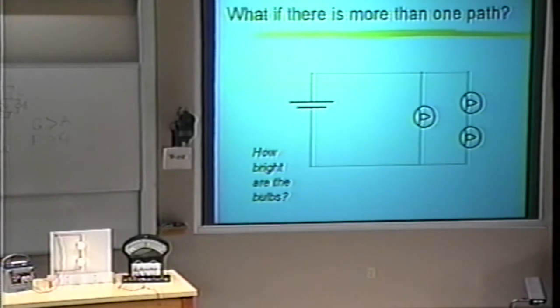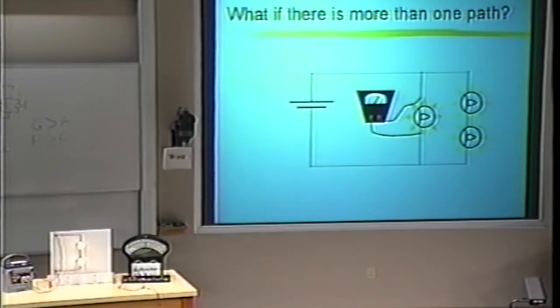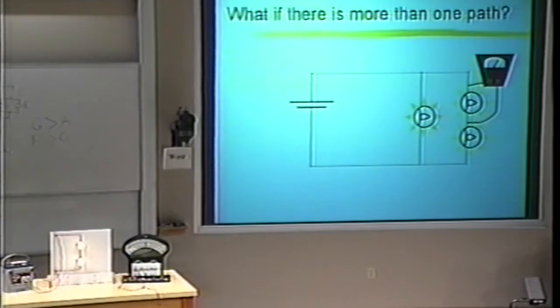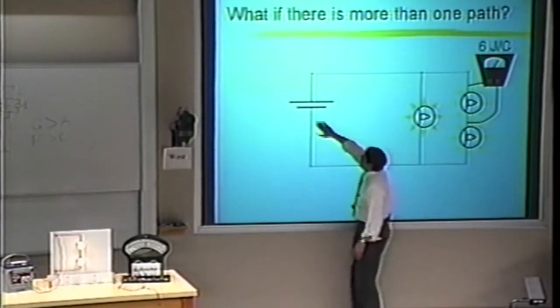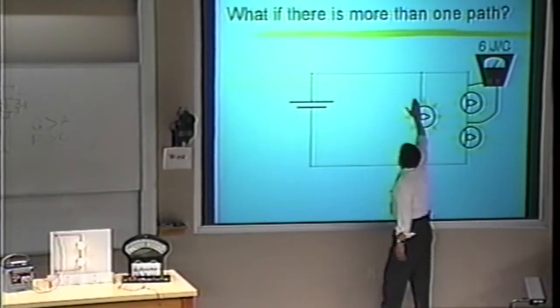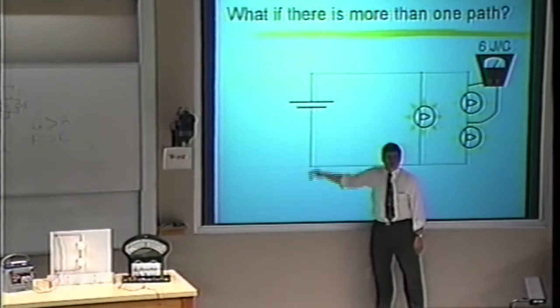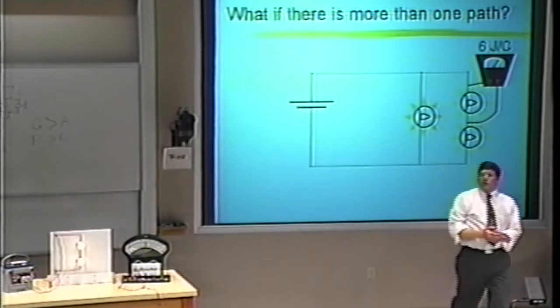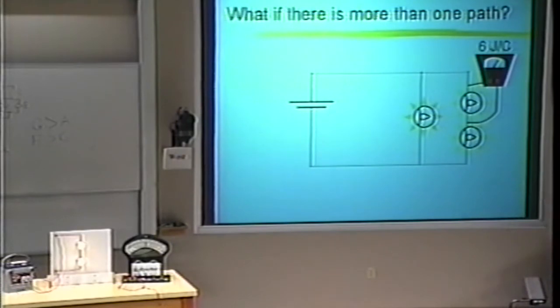Okay, how bright are these bulbs? Well, that one's really bright, these are dimmer. We've done this in class. If I hook up that voltmeter there, I get 12 volts. I hook it up there, I get 12 volts, the full 12 volts. I hook it up there, I get 6. Good, you're catching on. Now what this means is that any path from one side of the battery to the other side of the battery, I've got to drop 12 volts.